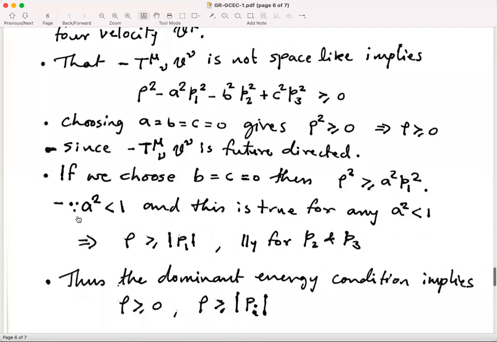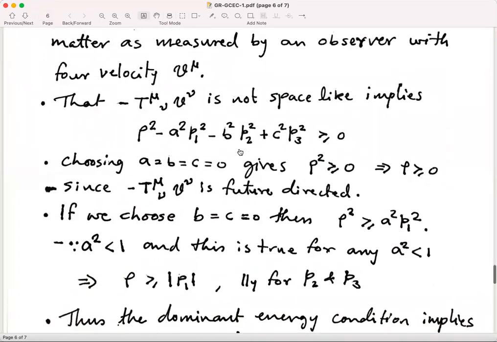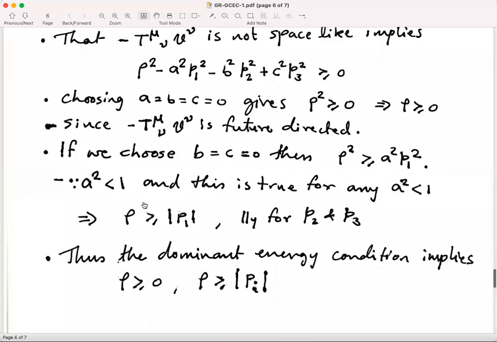Now, of course, you could choose A squared to be very close to zero, and in that case you would find that this condition does not imply that condition. But the statement that the dominant energy condition is trying to make is that this is true for any choice of A, including the choice of A which is arbitrarily close to one. Because of that possibility, this equation tells you that rho should be greater than or equal to mod of P.